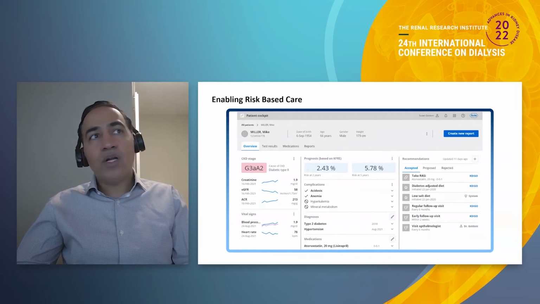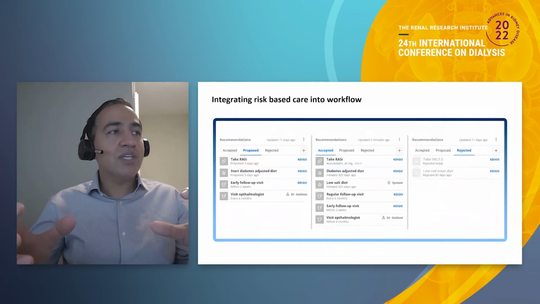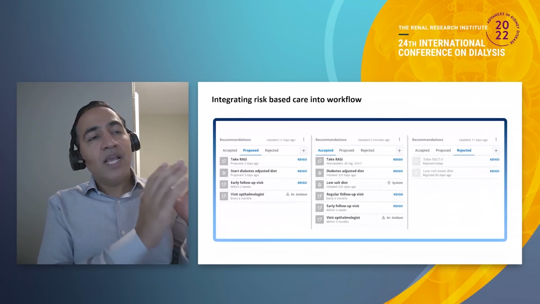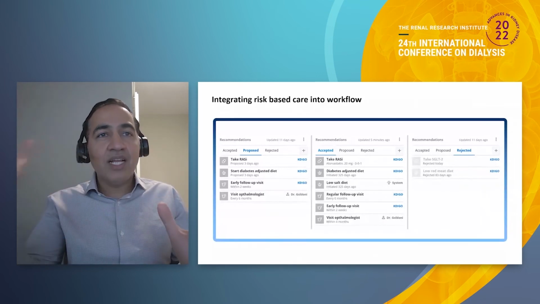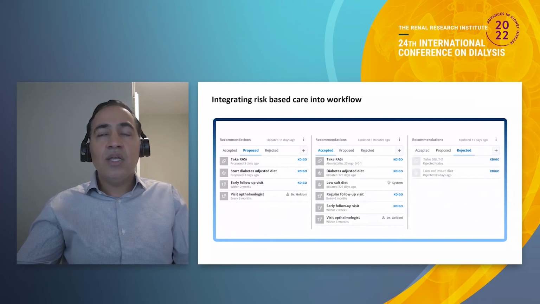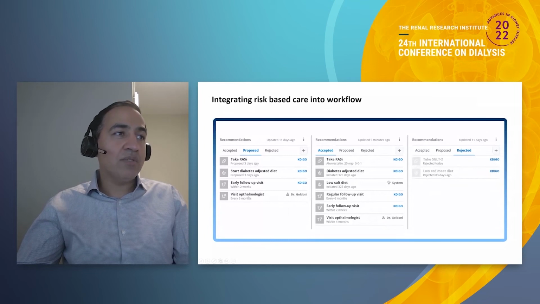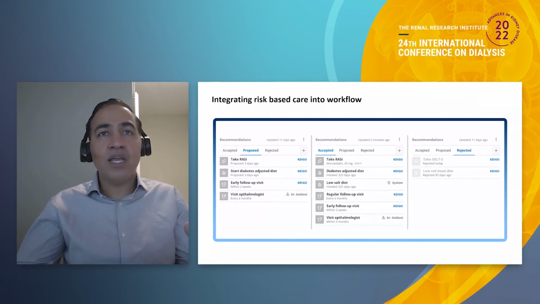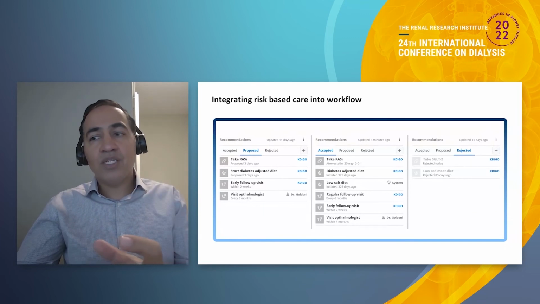But more importantly, it doesn't just show you risk, it shows you the connection between risk and treatment. This application that we developed takes the risk, takes the labs, and links them to KDIGO guidelines, and it shows you the actions that you as a provider can take. You can recommend that the patient start a RAS inhibitor, start a diabetes diet, visit an ophthalmologist, and you can reject or accept certain recommendations. So it's totally building in risk and treatment into workflow.